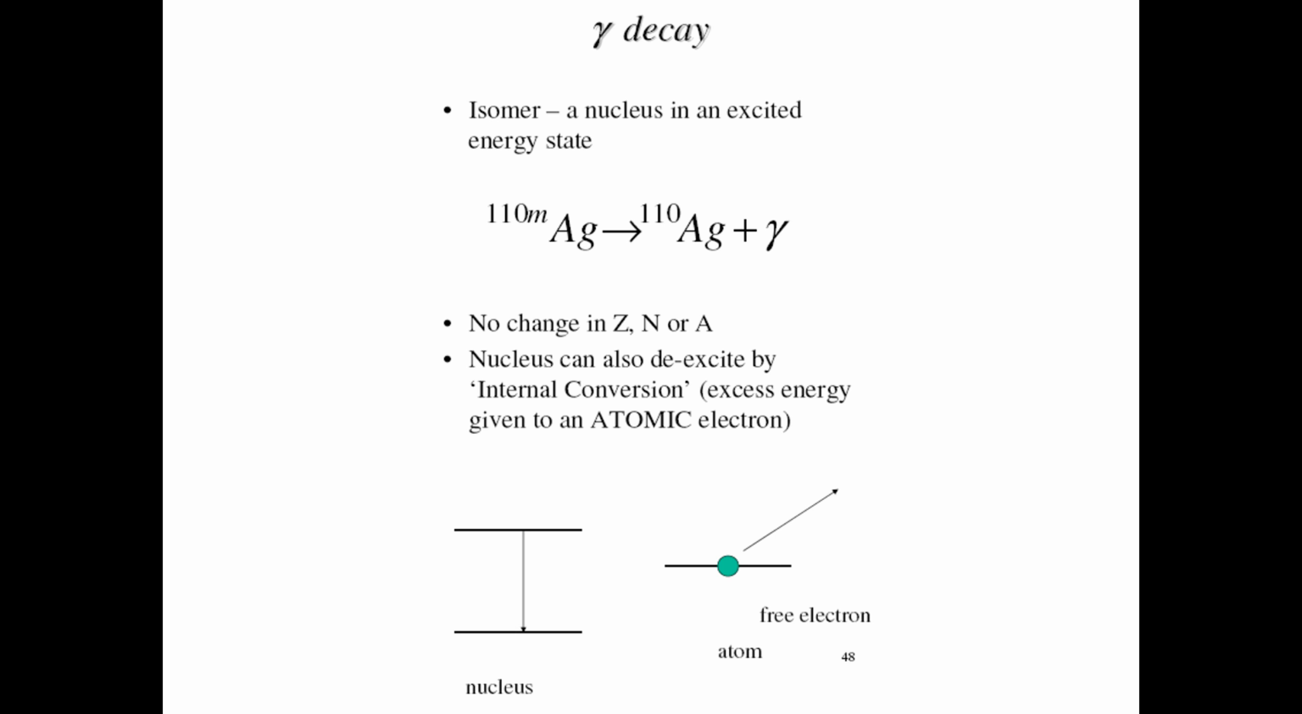During the gamma decay, the nucleus goes from the excited state to a lower energy state, or simply we say that it is de-excited. But this is not the only way that a nucleus is de-excited. A nucleus can also de-excite by internal conversion. What do we mean by internal conversion? During internal conversion, the excess energy is given to an atomic electron. The nucleus can be de-excited by giving the excess energy to an atomic electron.